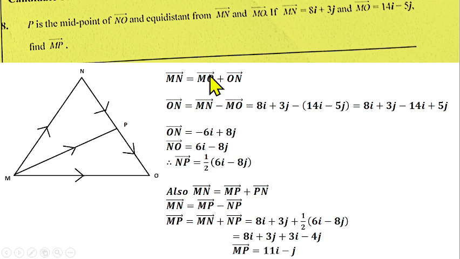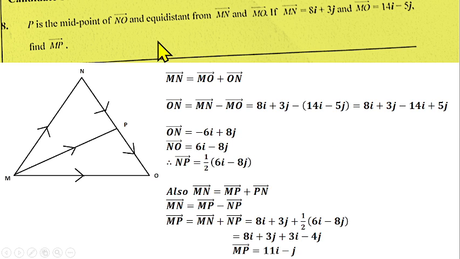And make this one a formula, that means this one comes here. That means you have vector ON equals MN minus MO. Our MN is 8i plus 3j minus open bracket MO, which is 14i minus 5j. Then if you open this bracket with minus, then you'll be having 8i plus 3j minus 14i plus 5j. Collect like terms, we have 8i minus 14i, that should give us minus 6i. Then we have 3j plus 5j, that should give us plus 8j.